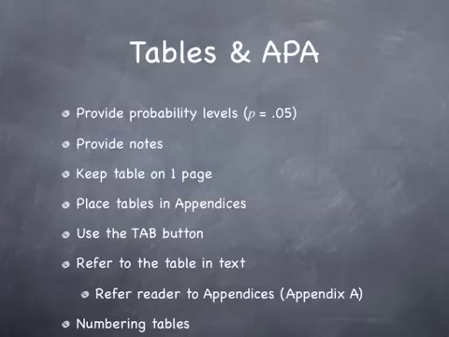Again, refer to the table in the text. Again, it should be brief. You don't need to spend a lot of time describing what's in the table, but you should refer to the table in the text. I like you to refer to the appendices, how I have there, Appendix A, Appendix B, Appendix C, whatever, how many you have. That just tells the reader where everything's located. You start numbering your tables, Table 1, 2, 3, 4, 5, whatever, how many you're going to have. And I think that's pretty self-explanatory.